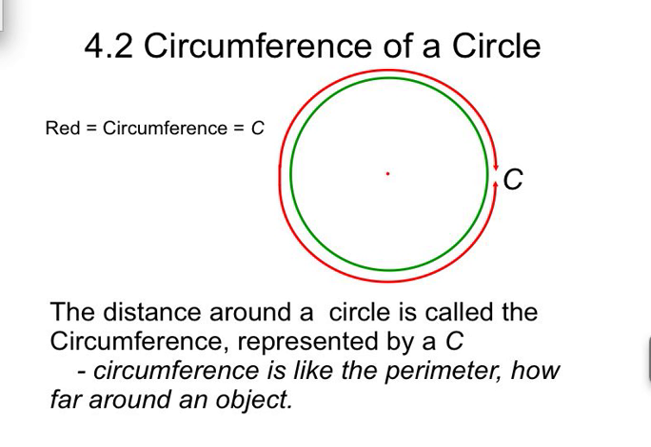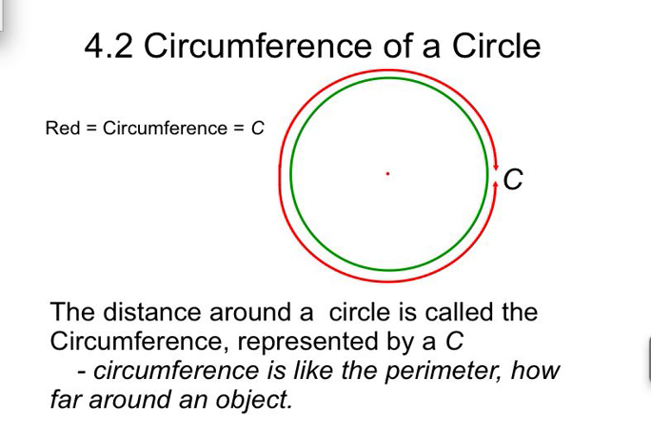Today's lesson, 4.2, we're going to look at the circumference of a circle. The distance around a circle is called the circumference. You can see the circumference here is represented by the red circle that goes all the way around. It's also represented by the letter C, C for circumference. Circumference is like the perimeter, or how far you go around an object.